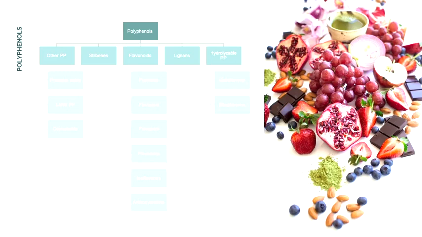Polyphenols are a huge group of different compounds. They occur naturally in plants, so you can find them in, for example, blueberries, raspberries, chocolate, tea, grapes, red wine as well. So it's very healthy to drink red wine. And as I told you, there are hundreds of them.